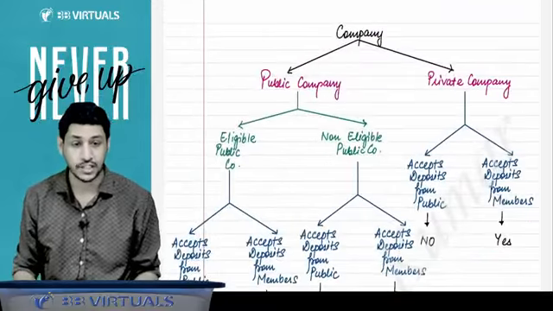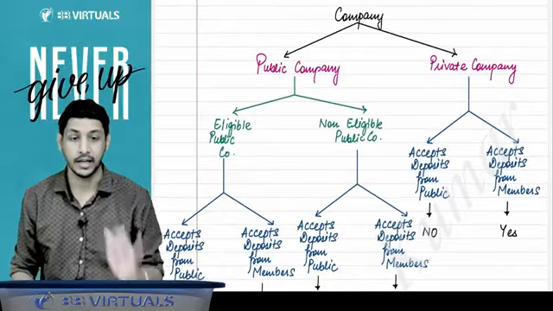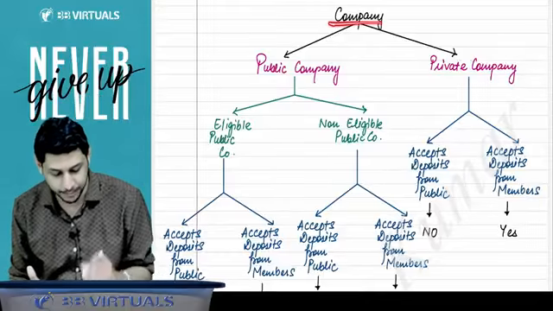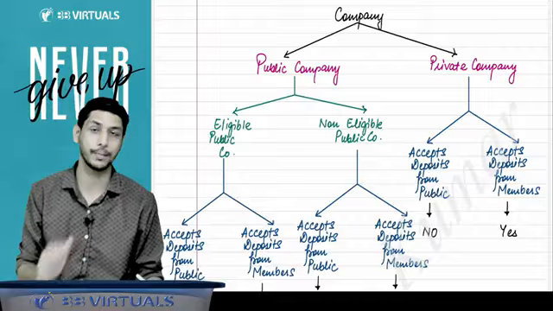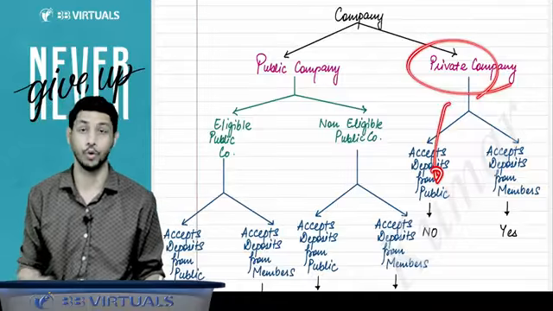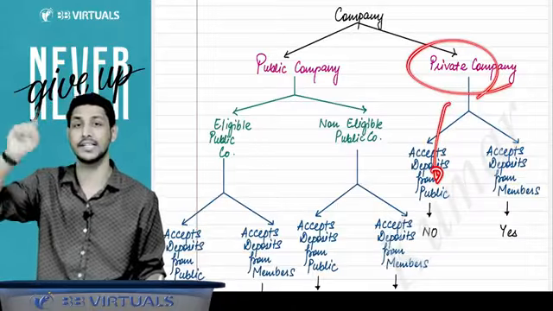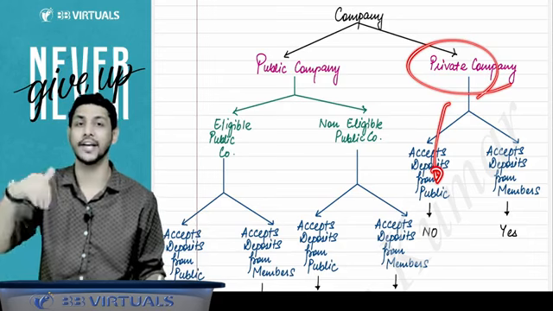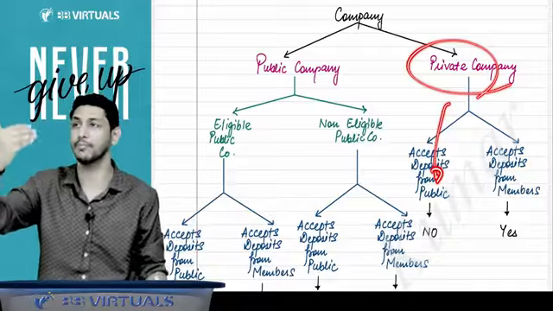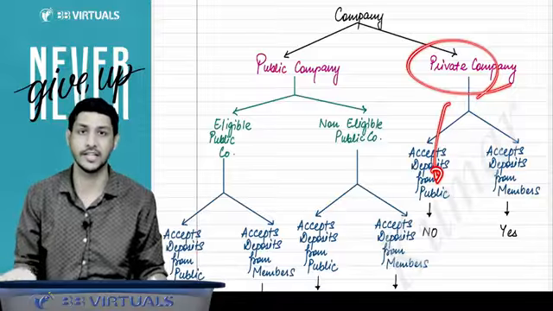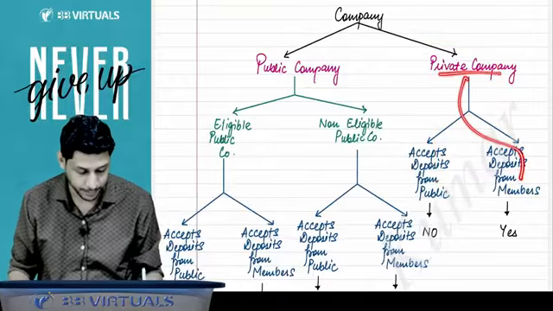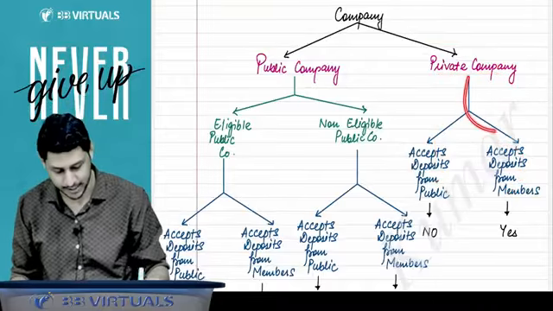Now we will understand which company can raise deposits from the public and which company can raise deposits from the members. First, the private company. Can a private company accept deposits from the public? No, because as per the definition of private company in section 2 clause 68, a private company cannot invite the public for anything. They cannot come up with a public issue of shares, debentures, or anything. But a private company can accept deposits from members. Yes, a private company can accept deposits from the members.